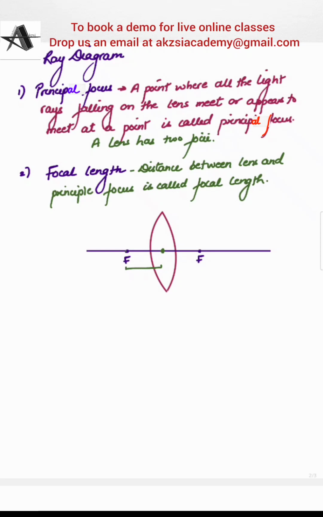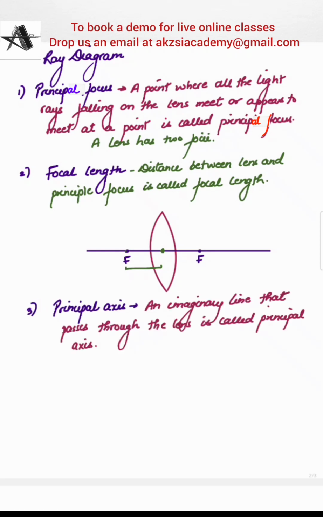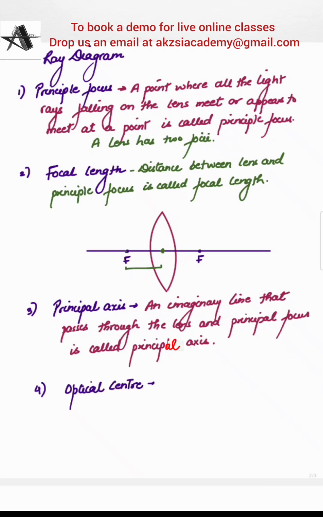Third is the principal axis that I was talking about. This imaginary line is passing through the principal focus as well as through the lens. Next term is optical center. This center that you can see here, that I'm drawing, is your optical center. Optical center is the middle part of the lens from where the principal axis passes, as well as the point from where the light will pass unaffected.